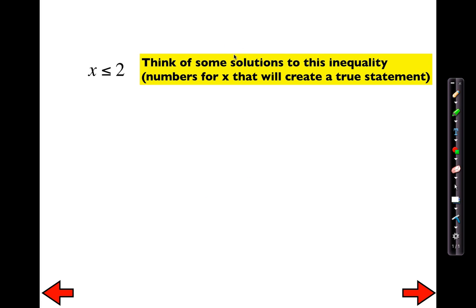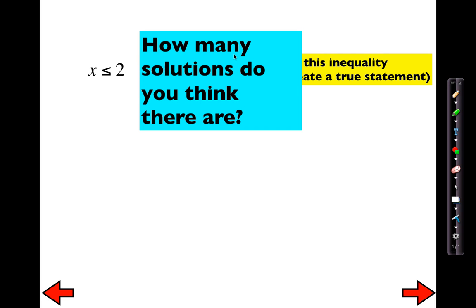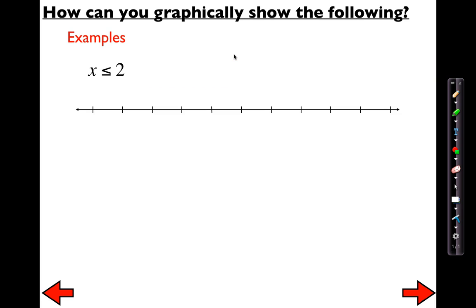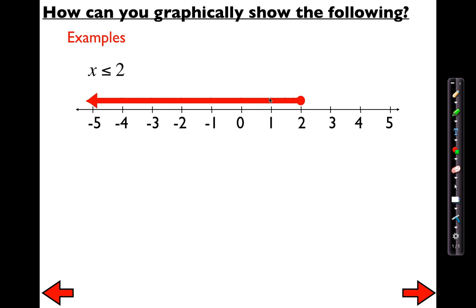So here I would read this as x is less than or equal to 2. Think of some solutions to this inequality, basically numbers for x that will create a true statement. Now, how many solutions do you think there are? Well, let's take a look at a number line to see. If you had a number line, I would say 1 is less than 2, 0 is less than 2. In fact, 2 is also less than or equal to 2, so that's going to work. All of these numbers are also less than 2, but some numbers in between are also less than 2. So 1.5, 1 3/4, for example, any of these numbers would actually be less than or equal to 2.